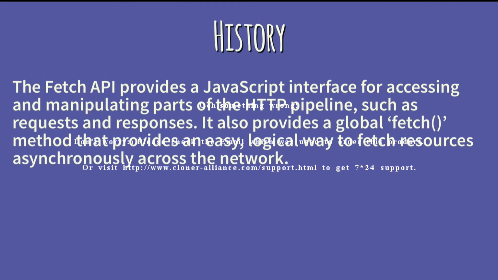So, that heading is wrong. This is not history. This is fetch. Tell us all about fetch. You made eye contact. What do you think, Grace? What's fetch? Fetch API provides a JavaScript interface for accessing and manipulating parts of the HTTP pipeline, such as requests and responses. It also provides a global fetch method that provides an easy, logical way to fetch resources across the network. Asynchronously. Okay. Yes. Fetch resources asynchronously across the network.